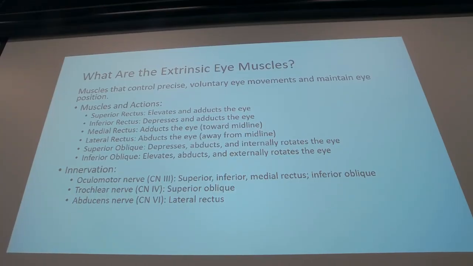And then we have cranial nerve 6, which is called the abducens nerve, which innervates the lateral rectus.